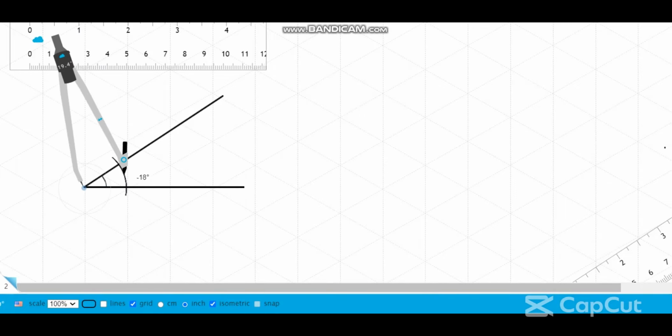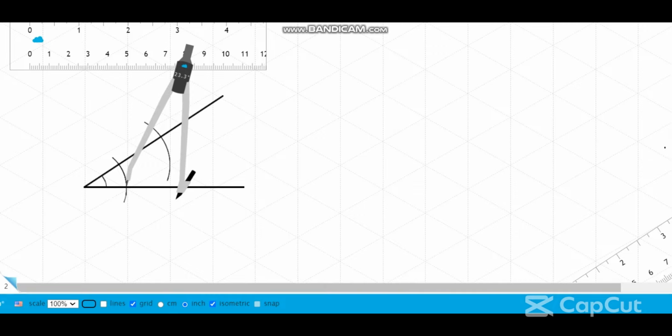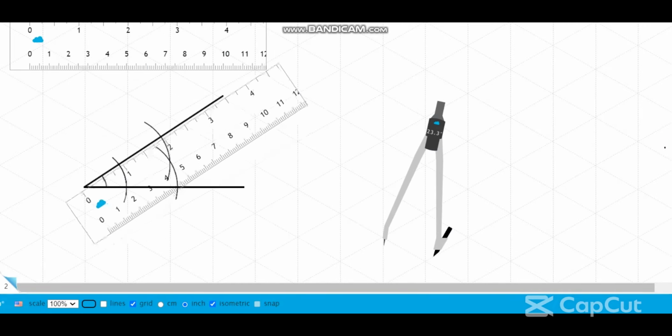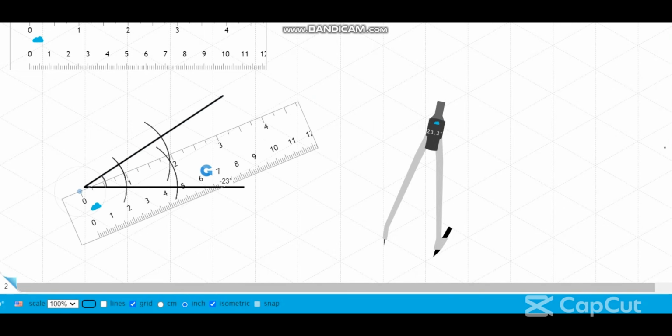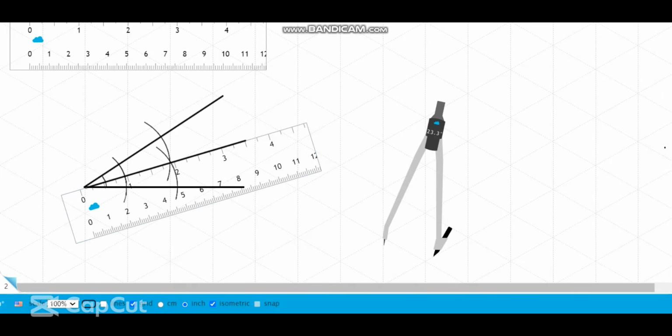Bisecting an angle. Using any convenient radius, create an arc from the vertex. Using the two intersections as new vertices, create arcs that will intersect each other with the same radius as well. Connect the original vertex to the point of intersection to bisect the angle.